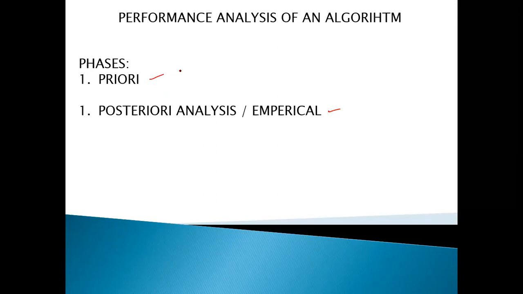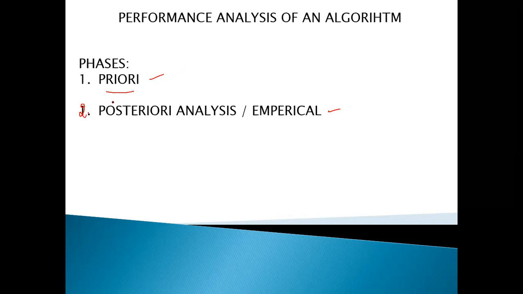Here the efficiency of an algorithm is measured by assuming that factors like processor speed and RAM will have no effect on the implementation. By assuming that factors like processor speed are constant and have no effect on the implementation. This is the priori analysis.